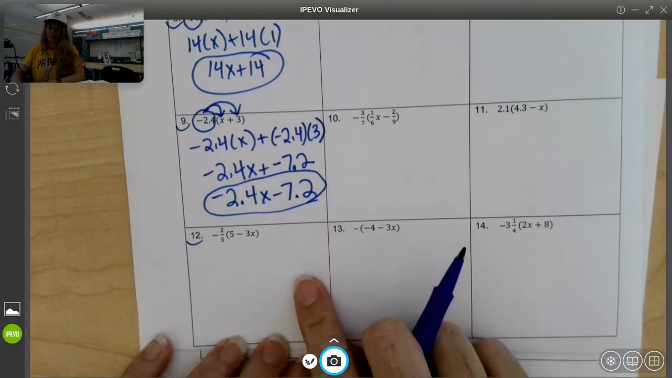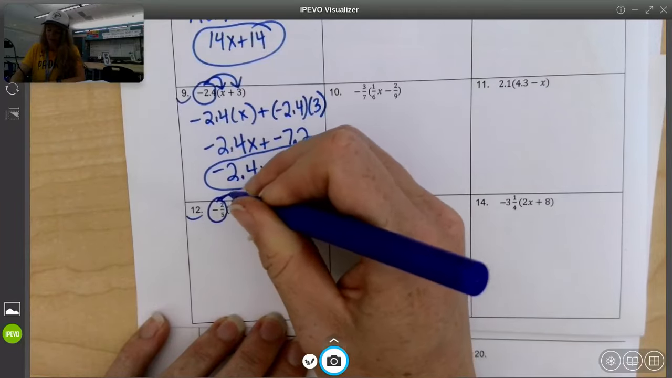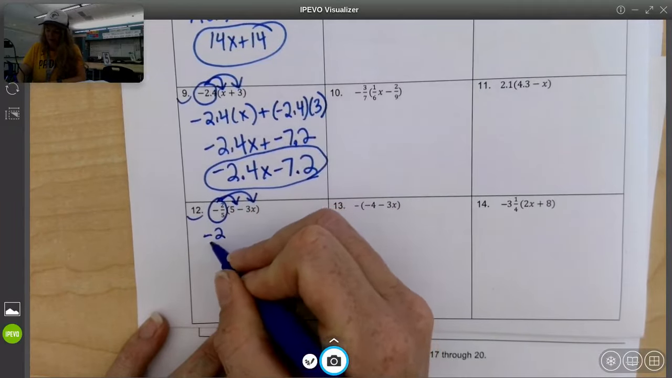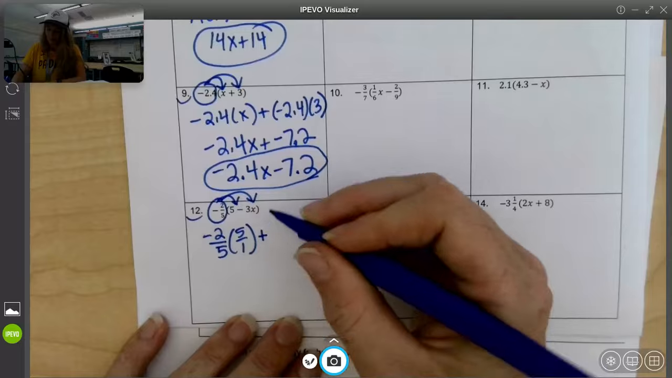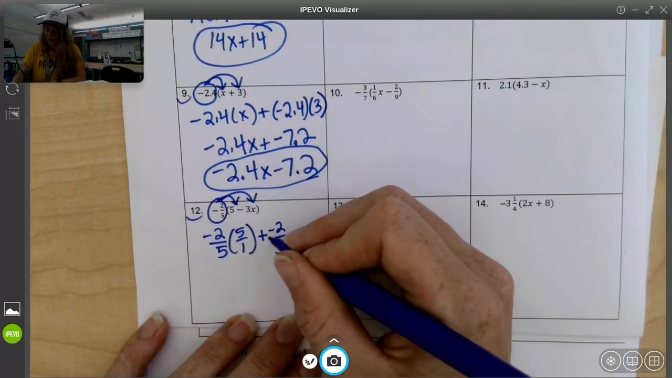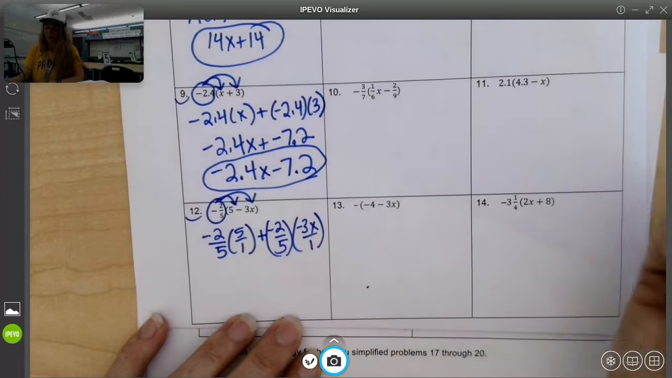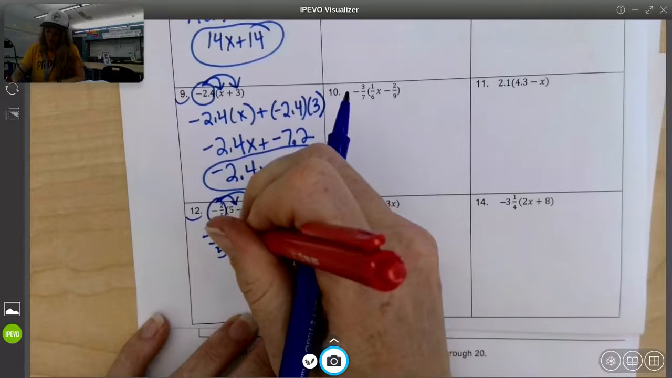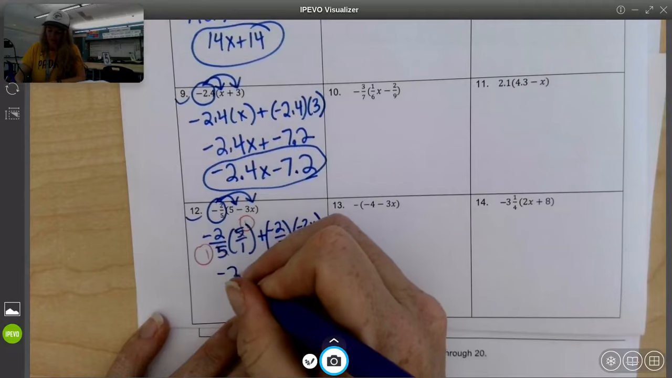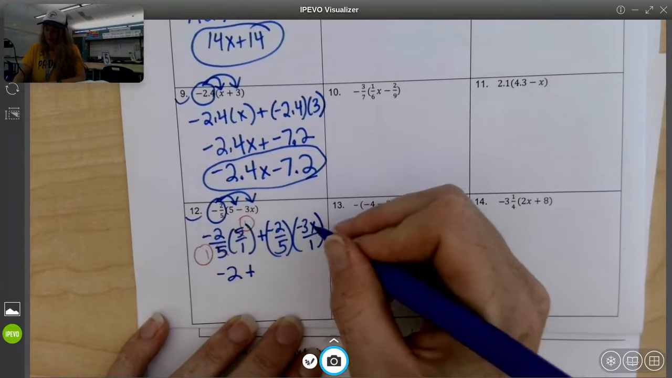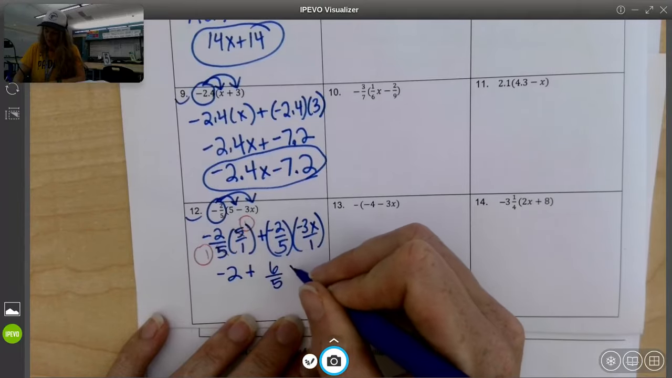And the last one I'm going to be doing with you is a fraction, so I'm going to be lassoing up that negative. So negative 2/5 times 5 over 1 plus negative 2/5 times negative 3x over 1. Always look to see if you can cross cancel to make this easier. So then we're going to have negative 2 plus a negative times a negative is a positive. That's going to be 6/5 and x.